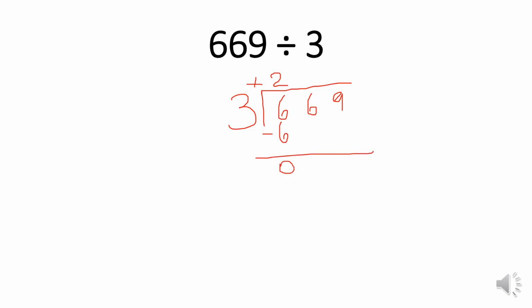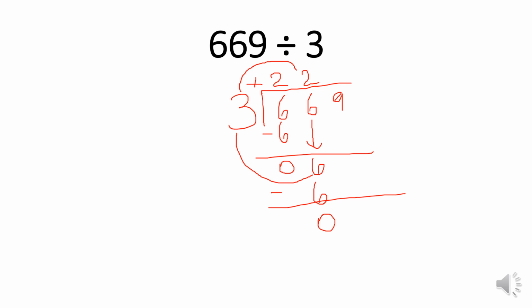The next step is to work the next number. Bring down the 6 before you divide. Then we're going to say 3 into 6 is 2. What's the next step? Multiply. 3 2s are 6. What do we do next? We take away. 6 take away 6 is 0.